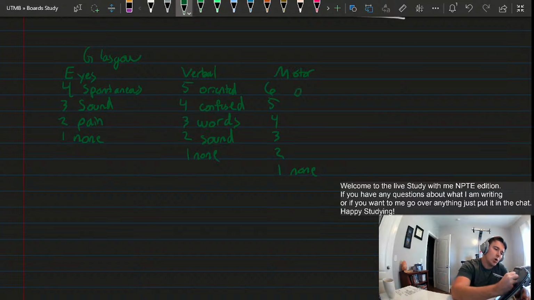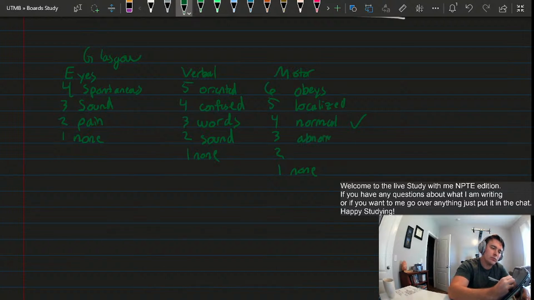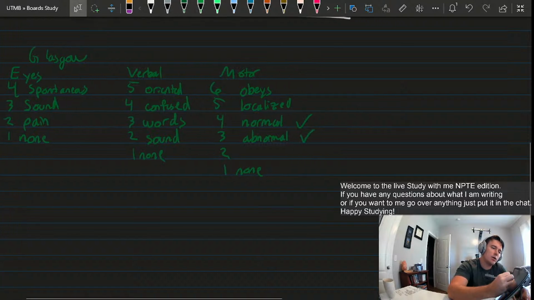Motor is obeys commands. 5 is localized. So if you pinch them on the bicep, they move their arm, something like that, some kind of reaction. 4 is going to be normal flexion. Then you've got abnormal flexion. So this one would be a decorticate.